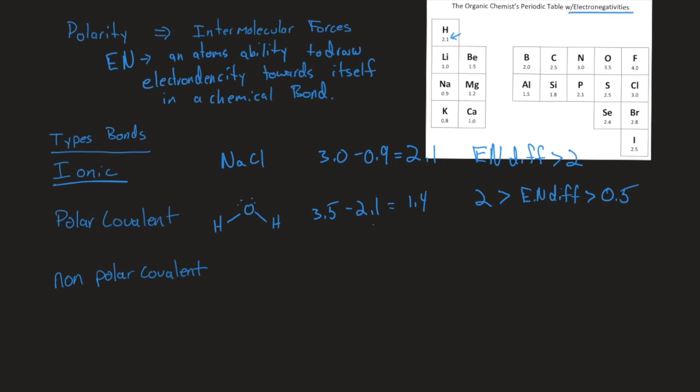Non-polar covalent bonds, a good example of that is a carbon-hydrogen bond, as in methane. For carbon, the electronegativity value is 2.5, but for hydrogen, the electronegativity value is 2.1. That leads us to a difference of 0.4. And where the electronegativity difference is less than 0.5, we're going to call that a nonpolar bond.